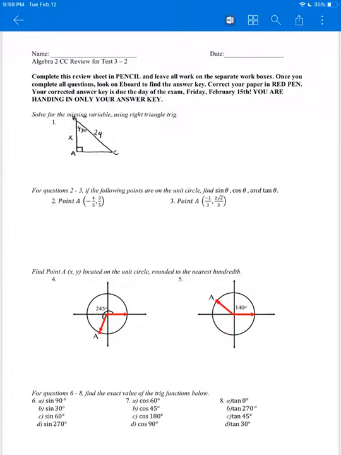Alright guys, so we're going to start reviewing for your test on Friday, February 15th. This is the second test of the third quarter. It's mainly on trig stuff. Okay, so for the first one, solve for the missing variable using right triangle trig.